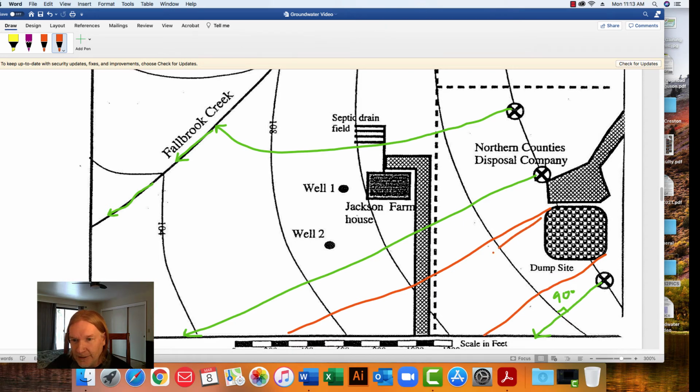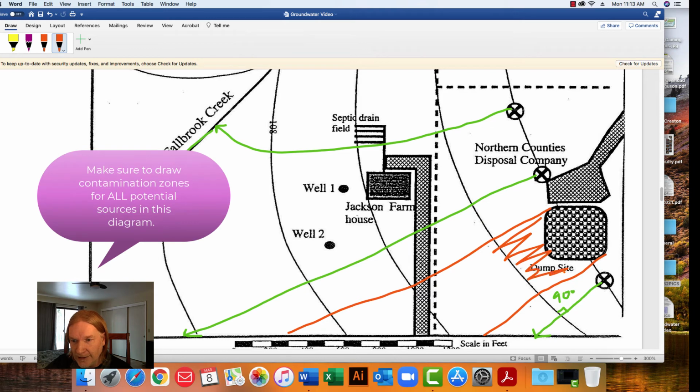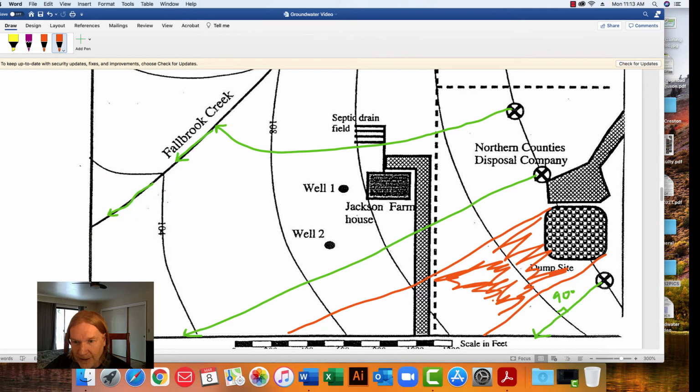But this whole zone right here is going to represent a potential contamination zone from this dump site. Okay, it's going to go all the way out here. Okay, so this whole orange zone right here is going to be bad news. The groundwater is going to be contaminated potentially in this area.